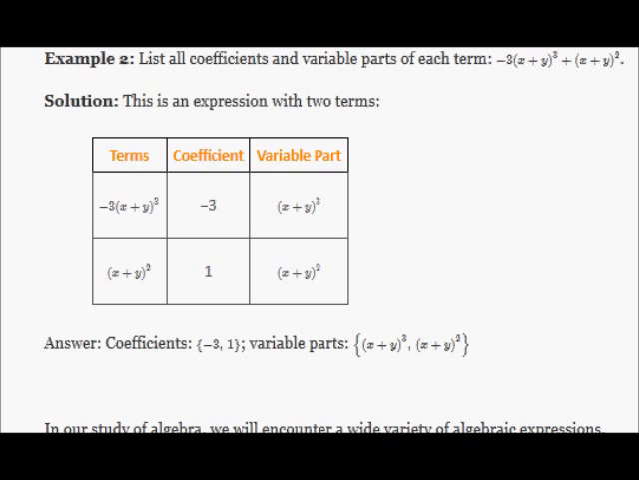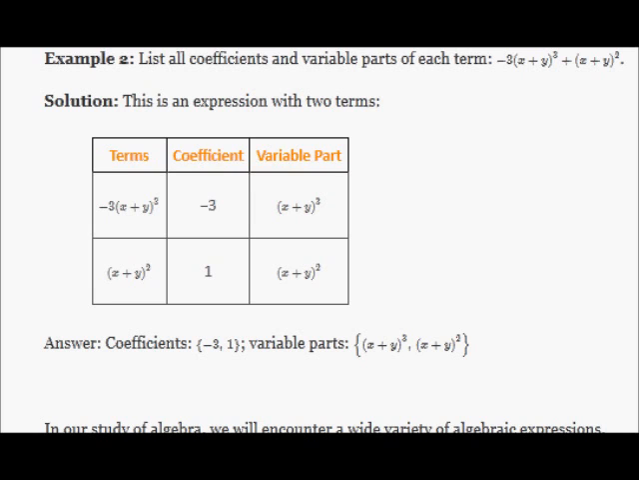The next term is x plus y quantity squared. The coefficient is 1, which is omitted like we normally do when something's multiplied by 1. And the variable part is x plus y quantity squared. So the coefficients are negative 3 and positive 1, and the variable parts are x plus y quantity cubed and x plus y quantity squared.